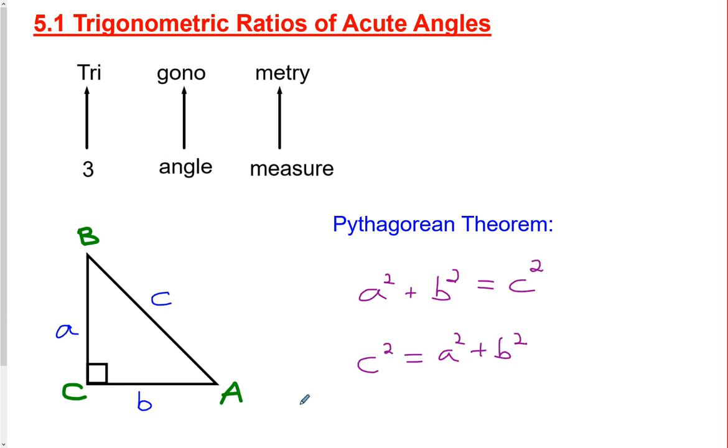We can use that anytime we've got a right angle triangle with that 90-degree angle in it. I, of course, want to warn you that triangles will not always be labeled with side C as the hypotenuse. They could be labeled with any letters. So we just got to remember that our hypotenuse squared is the other two sides squared.